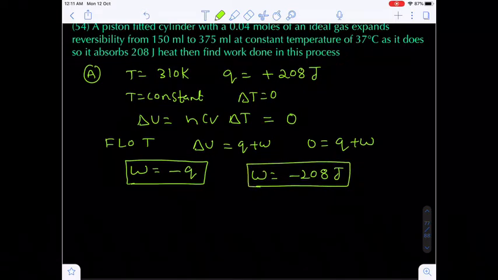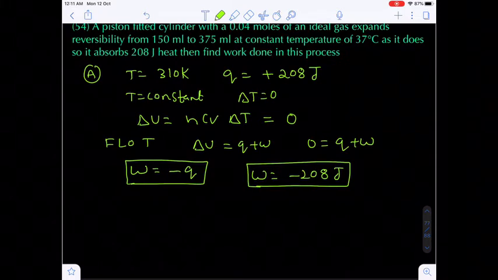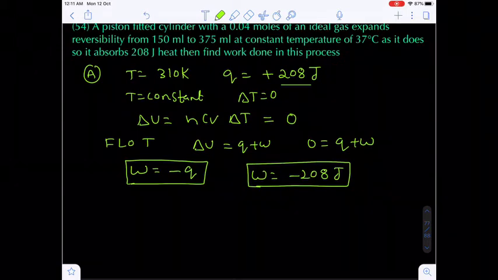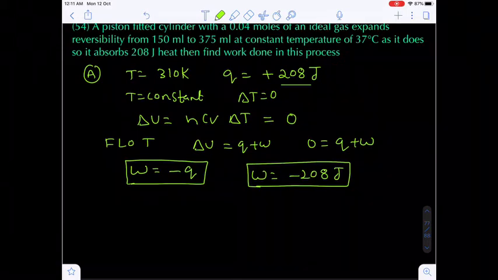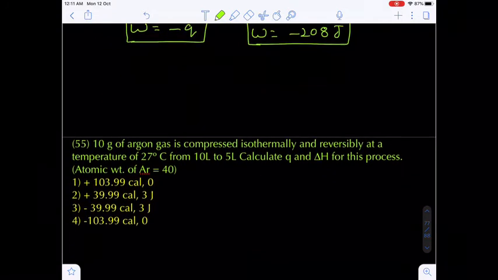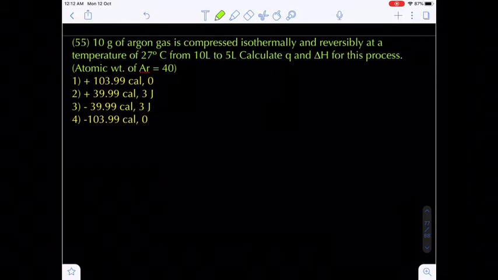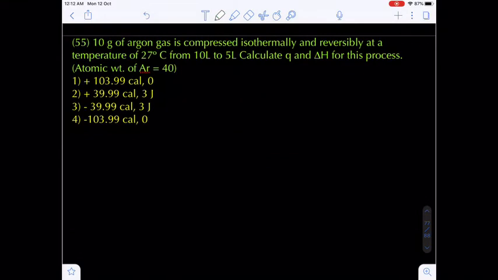Here the simple technique will be, whatever the amount of heat absorbed by the system isothermally, if the system is an ideal gas, there is no change in the internal energy. Whatever the energy absorbed by the ideal gas, it is only used to do work, because change in internal energy will be 0.